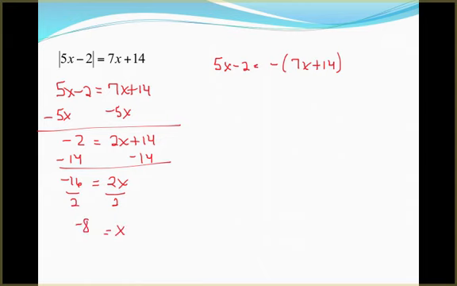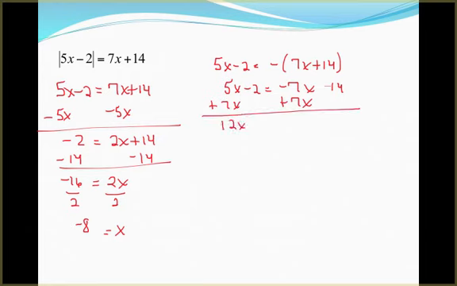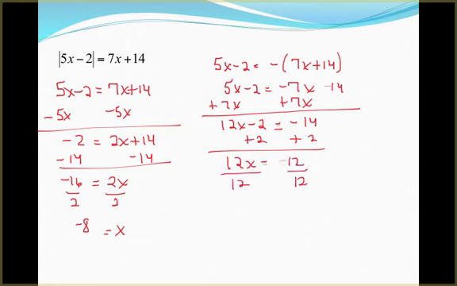x is negative 8. Now on the other equation, I'm going to distribute first the negative through and get negative 7x minus 14. I'm going to add a 7x and get 12x minus 2 is equal to negative 14. Then add 2, and 12x would equal negative 12, and divide by 12, and x is negative 1.